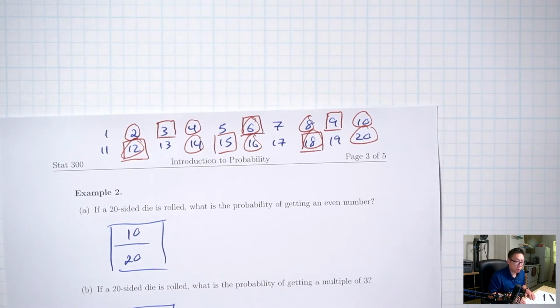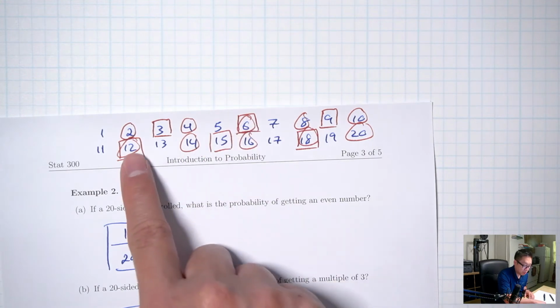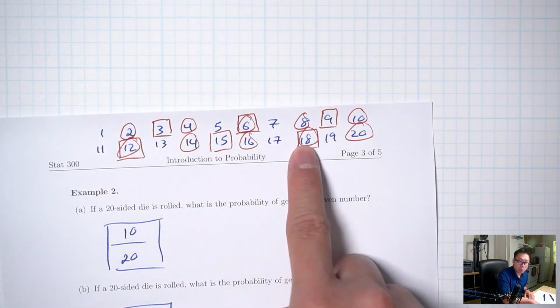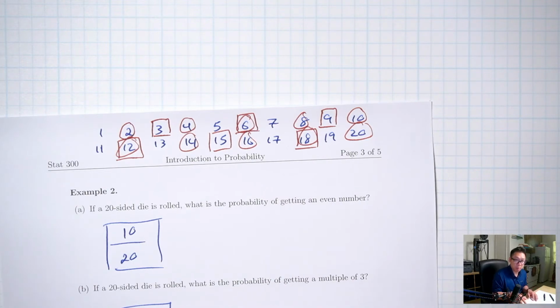In this picture, I want the one that is circled and at the same time boxed. So how many are circled and at the same time boxed? That's 1, 2, 3. So there's 3 numbers that are both circled and boxed at the same time. 3.